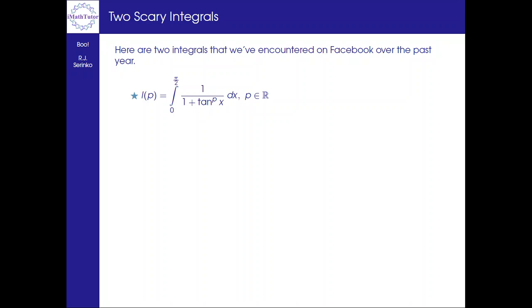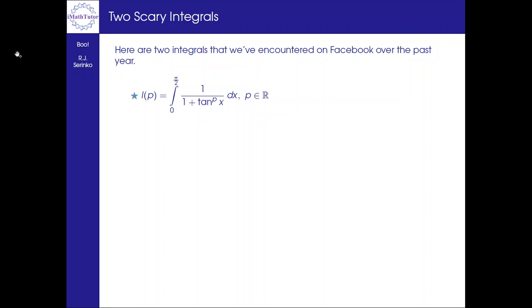Here's the first of the two integrals. Notice it depends on a parameter p. It's the integral from 0 to pi over 2, 1 over 1 plus tangent to the pth power x dx, where p can be any real number. This problem is posted on the Math Facebook group. It's in fact a variant on a problem from the Putnam Prize from a few years back.